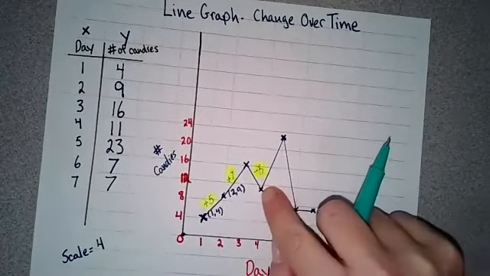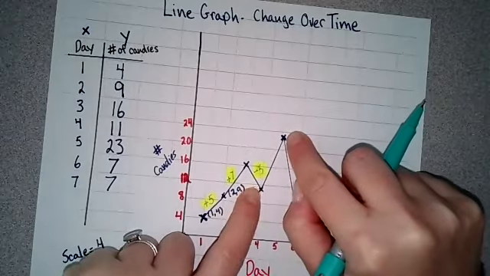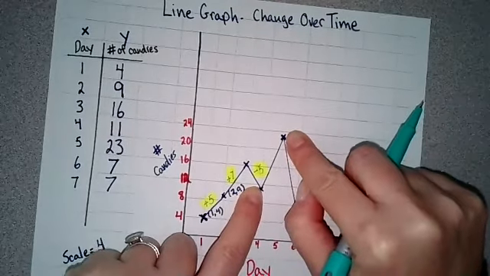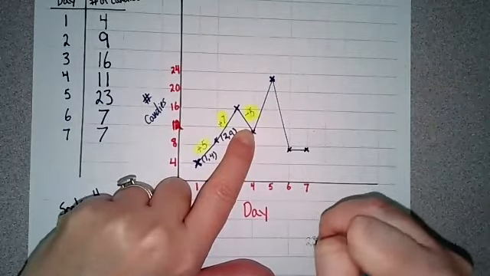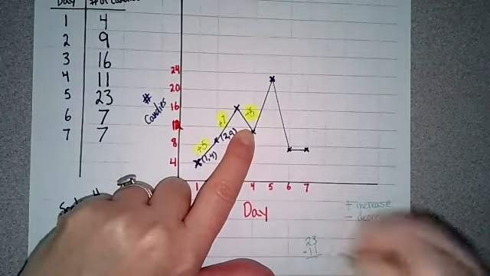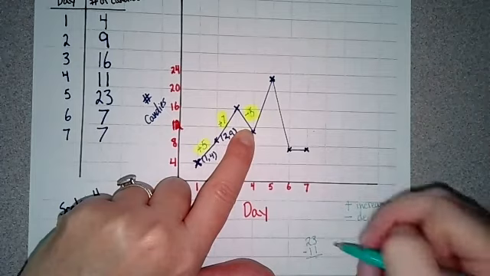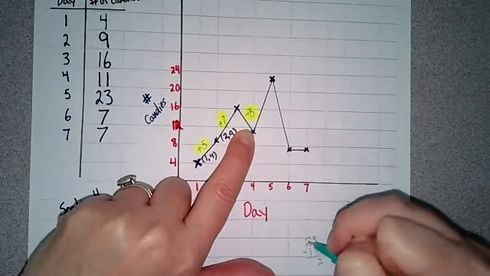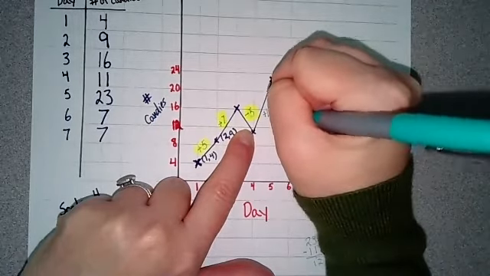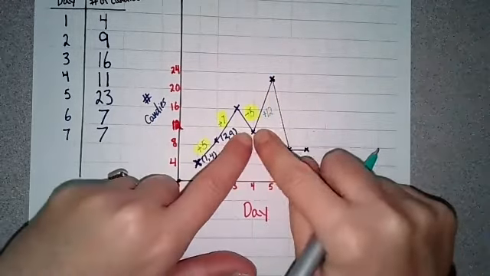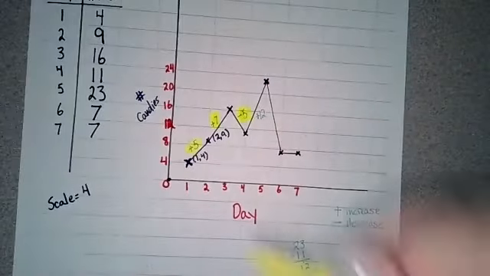Day 4, it was at 11 and it went up to 23. So if you want to figure out your interval, it's very simple. You can just do 23 minus 11 to figure out how much it increased. So 3 minus 1 is 2, 2 minus 1 is 1. So it went up 12 from day 4 to day 5. And I'm going to highlight that.